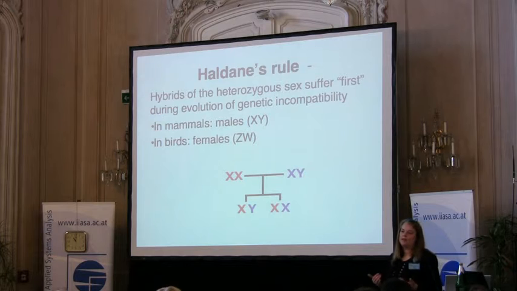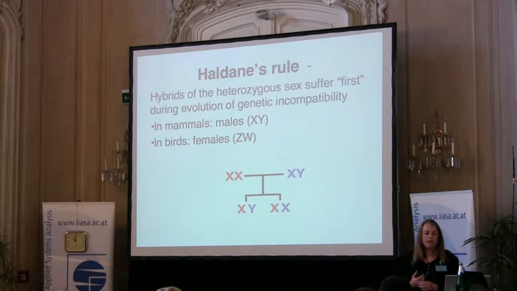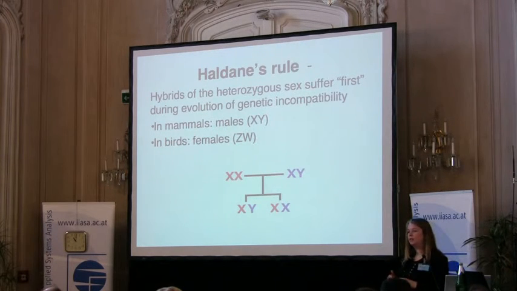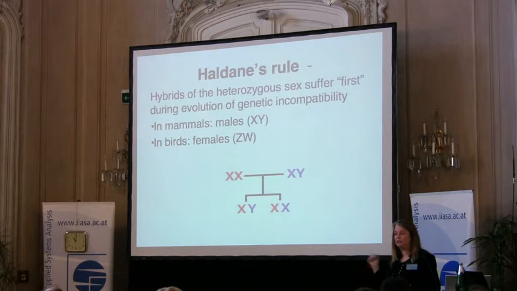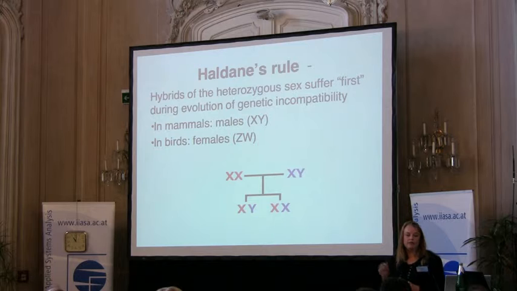There are also some other patterns if you look across species. So one of them is Haldane's rule, which is that hybrids of the heterozygote sex suffer first during evolution of genetic incompatibilities. And in mammals, that would be male hybrids, and in birds, it's female hybrids. So birds have this other sex determination system, and we call their sex chromosome ZW instead.